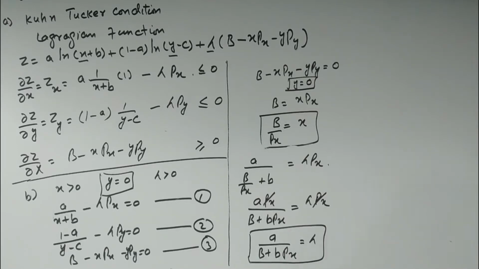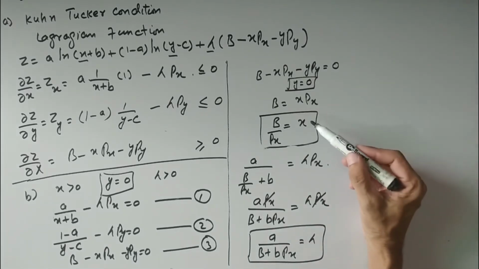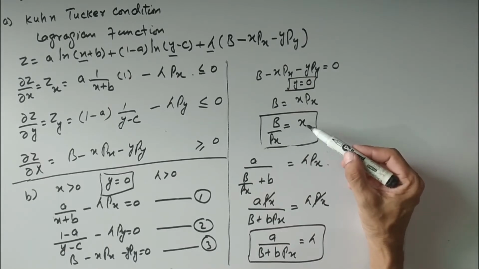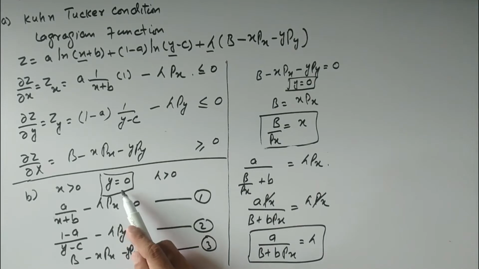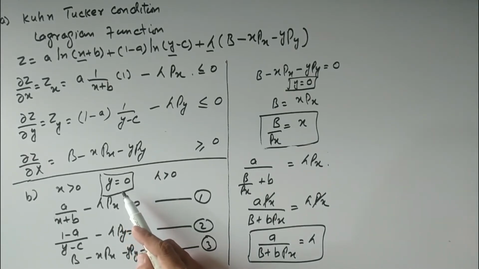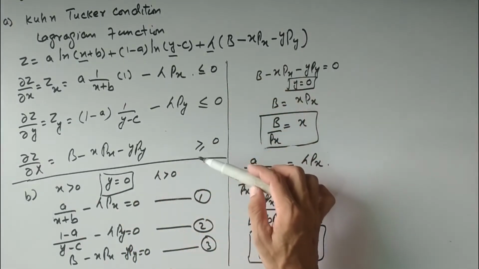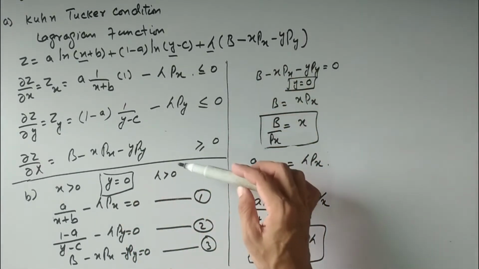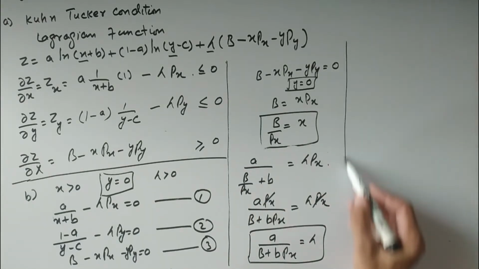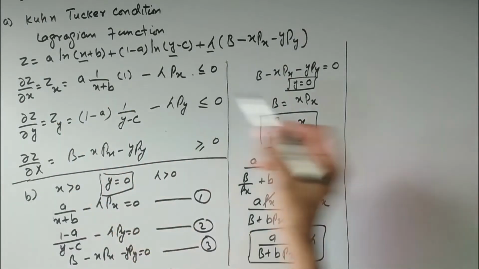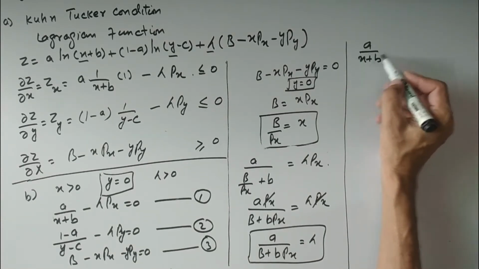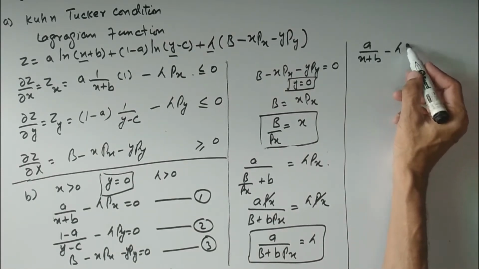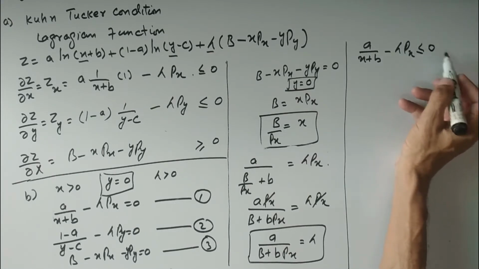Now these are the values. That is x equal to b upon p of x, here is lambda, and y is given there. So now we have to check the conditions of Kuhn-Tucker in the partial derivative, whether these conditions are satisfied or not. So first of all, from the partial derivative zx, a upon x plus b minus lambda p of x less than equal to 0.